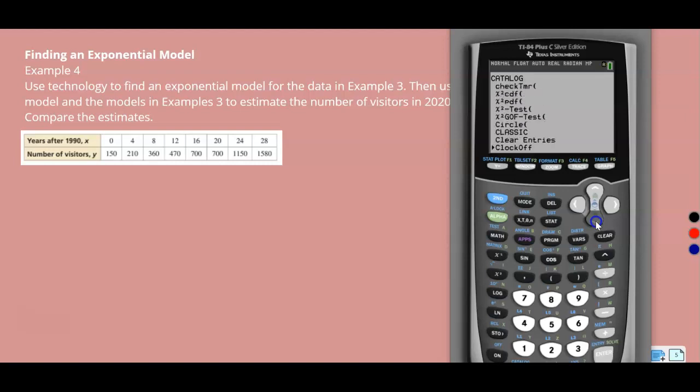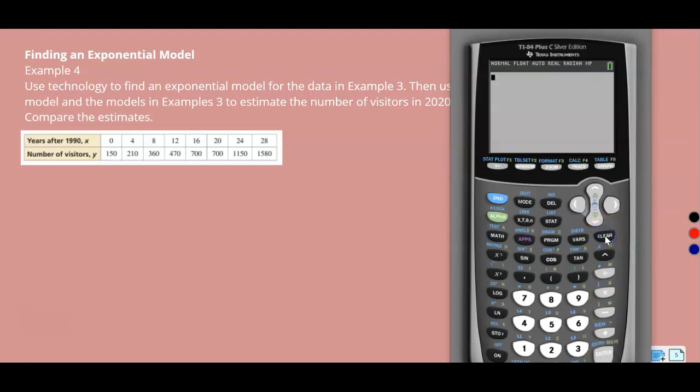You don't have to have this turned on for this example, but sometimes on the EOC and sometimes on standardized tests, it says which model is best. If you need to know which model is best, you need to be able to see your correlation. You need to be able to see whether the correlation is a good fit or not. So here's diagnostic on. Click it twice so it says done.